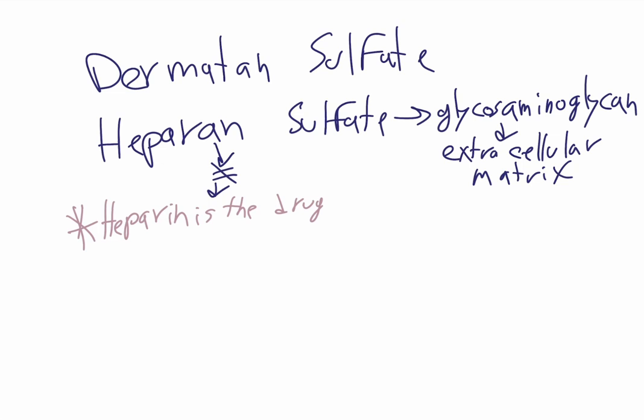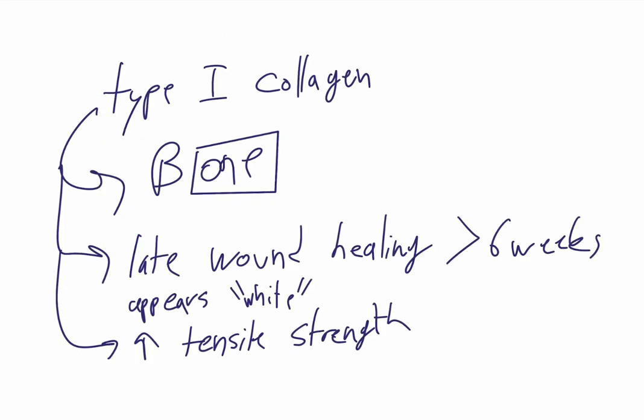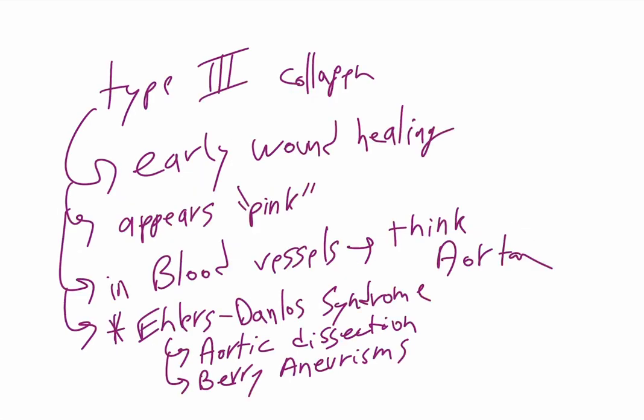Quick overview of type 1 collagen, because I've seen people mix this up. Type 1 collagen is mainly found in bone. It's also involved in late wound healing, usually after 6 weeks, giving the tissue a whitish appearance due to the higher tensile strength. Another option they might present to you is type 3 collagen. This is found in early wound healing. It appears pink. It's also found in blood vessels, especially in the aorta. So a key USMLE question to associate with type 3 collagen would be Ehlers-Danlos syndrome, which involves a mutation in type 3 collagen and can cause aortic dissection or berry aneurysms.